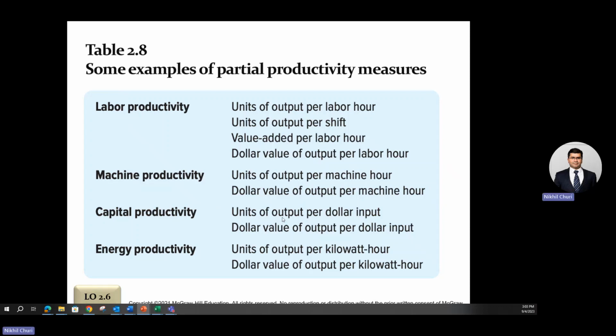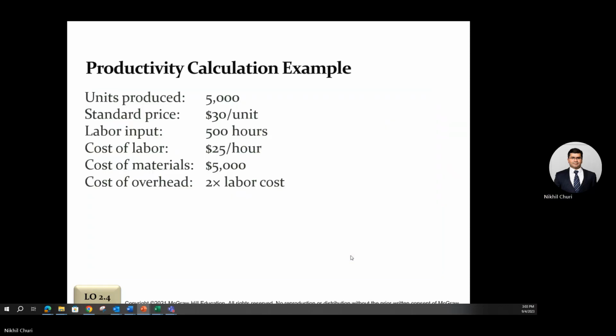Same capital productivity is units of output per dollar spent. And for energy, very similarly, units of output per kilowatt hour spent. Let's see a very simple example, and believe me, this is very simple.